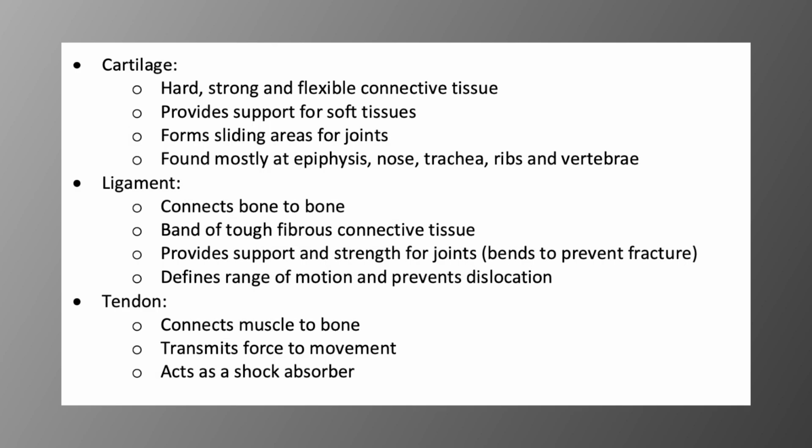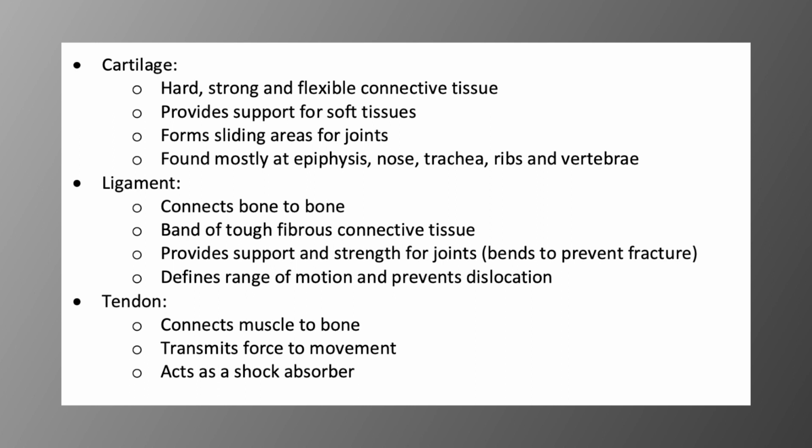1.1.6 focuses on the functions of connective tissues. Cartilage provides support and forms sliding areas for joints. It is found mostly at epiphysis, nose, trachea, ribs and vertebra. Ligaments connect bone to bone and provide support. These define a range of movements and ultimately prevent dislocation. Finally, tendons connect muscle to bone, transmitting force and acting as shock absorbers.